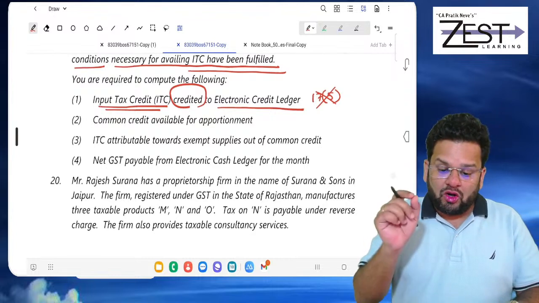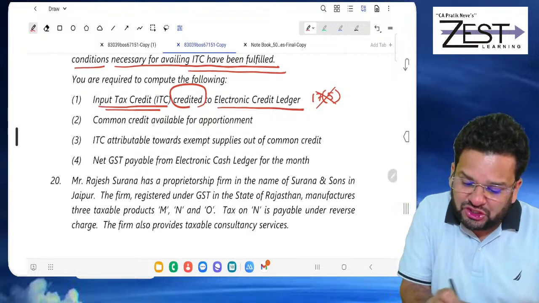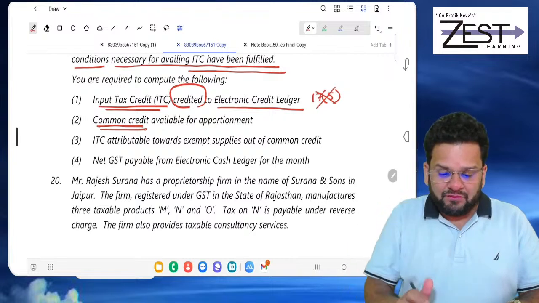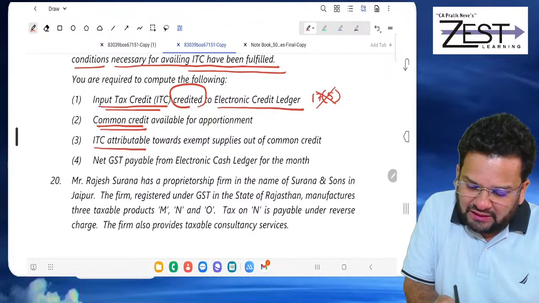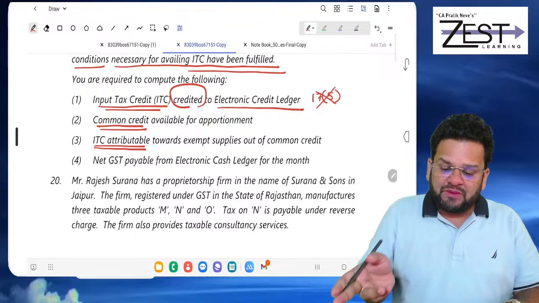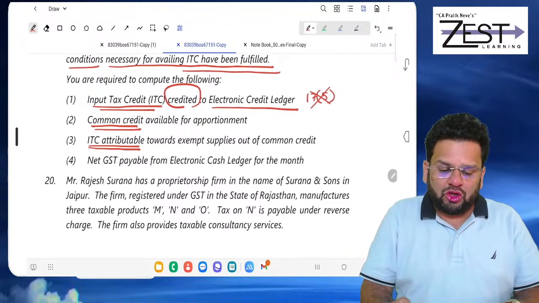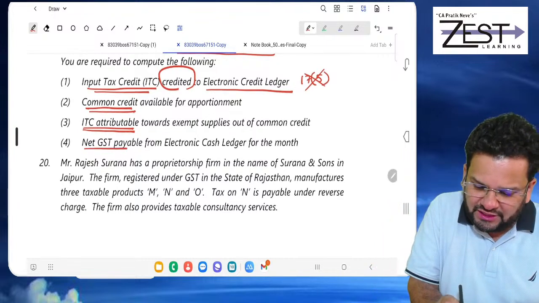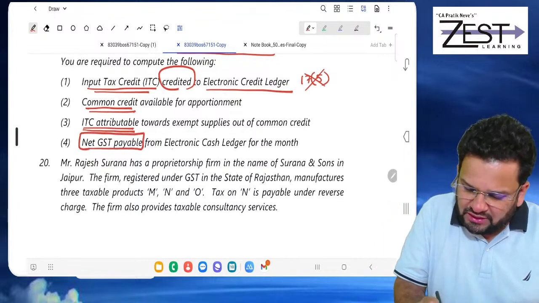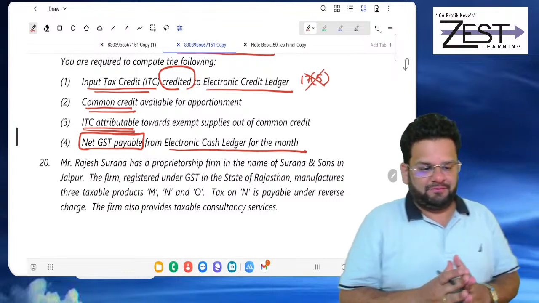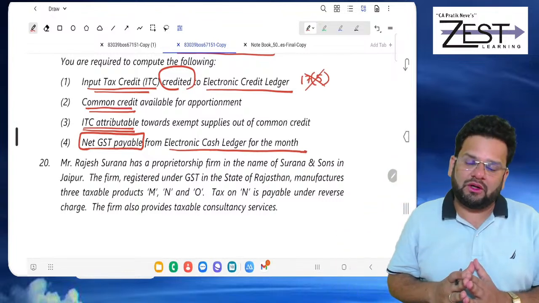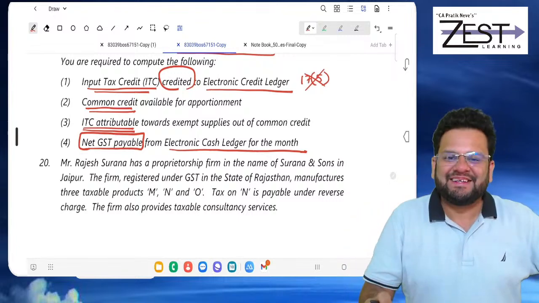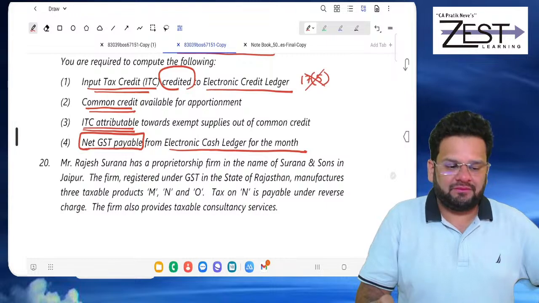All those things you are not going to credit. Then common credit available for apportionment. You have to understand what is common credit, and then you have to check what is the ITC attributable towards exempt supplies out of the common credit. And lastly, you have to calculate the net GST payable from the e-cash ledger for the month. So did both of you understand what the question is exactly? Shall we go ahead and solve it?